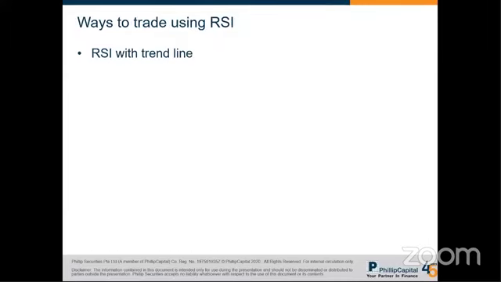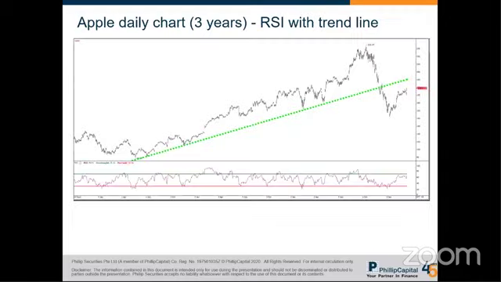However, we do not just use overbought or oversold to trade with the indicator alone. There are some ways to use RSI to do trading: RSI trend line, RSI trend line break, and RSI divergence. Some of these charts are quite old, but you can still use them as a study on how to do it.